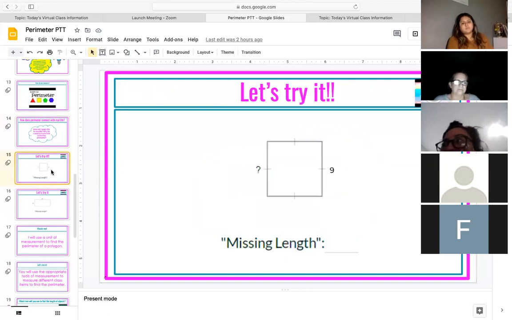So now let's try it. Let's try to find the missing side for this square. We don't know the full perimeter. They're giving us a 9, but we don't know the other sides. Can anyone find it really quick? Is it 36? 36, yes.